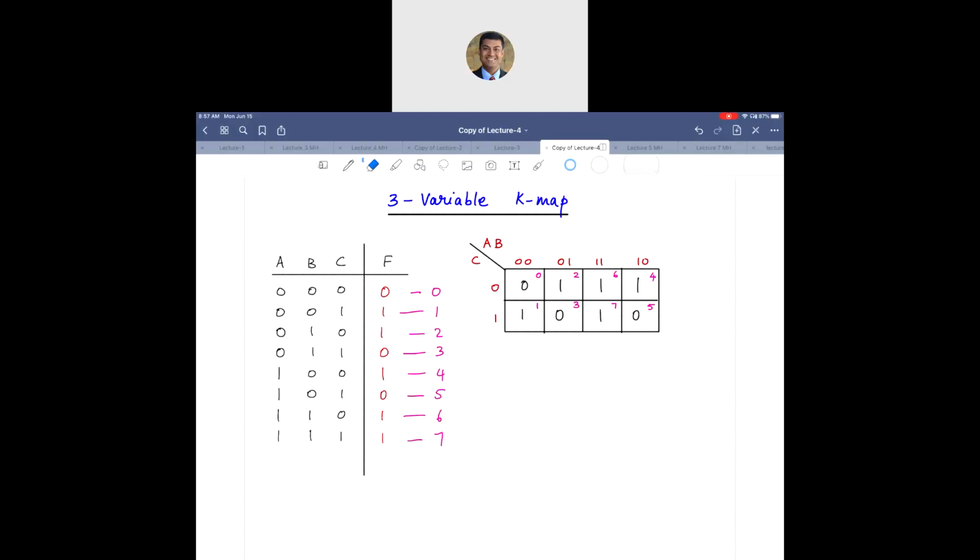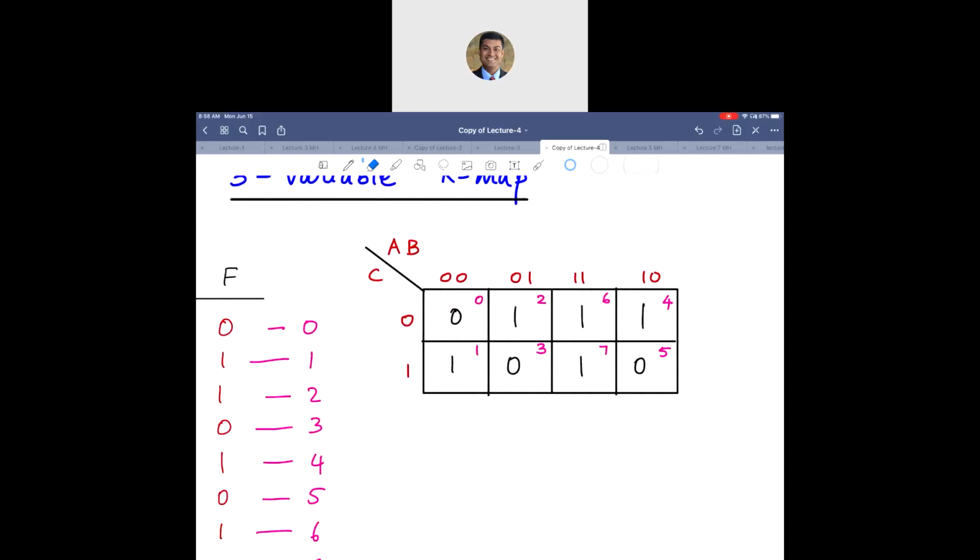The next question is, can I make a group of 4 ones? I want you guys to kind of participate so that this goes well. Can I make a group of 4 ones? The answer to that is also no. I can't make a group of 4 ones. So I will have to resort to making groups of 2 ones. So let's start with making groups of 2. Let's focus on this guy. Can I make a group for this? Yes, I can make a group right here.